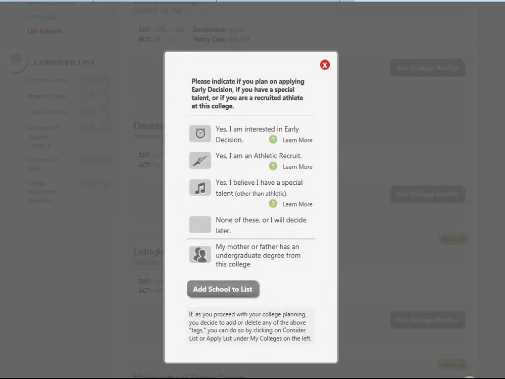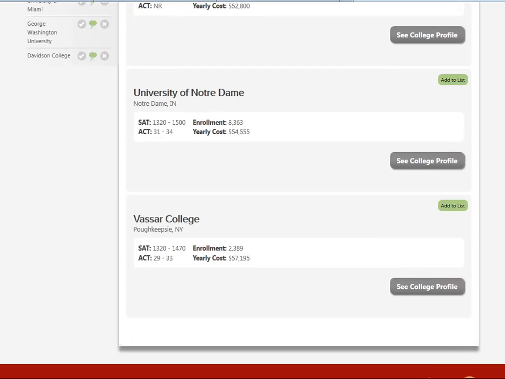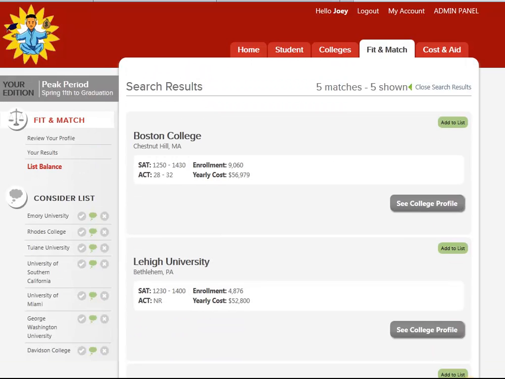Now, here's something neat also. The software is asking me, should I apply early decision? Am I an athletic recruit? Do I have a special talent? None of these are one of my parents. Did they go here? Again, these are factors that some schools consider, some more than others. But that's the school that I've just added. Now here it is on this my consider list that I've developed, and I'm done.